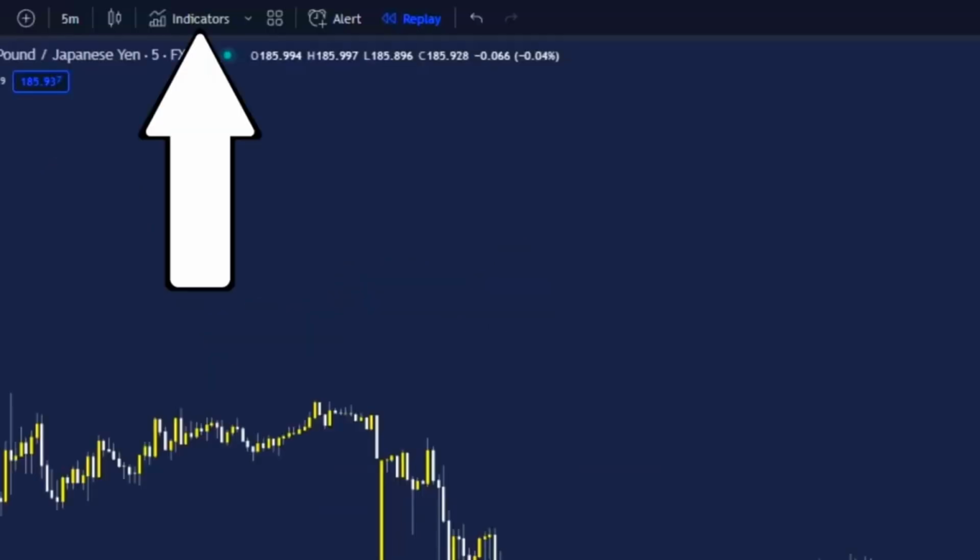So there are two free indicators that we will be adding to our chart today. One is a version of the Nadaraya Watson indicator, which is very popular at the minute, and the other is a type of buy-sell indicator for the Heiken Ashi. The first thing we're going to want to do is head up to indicators at the top.